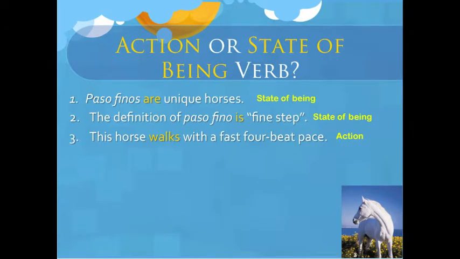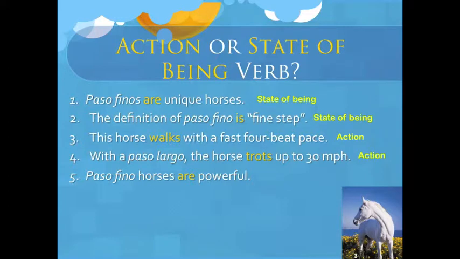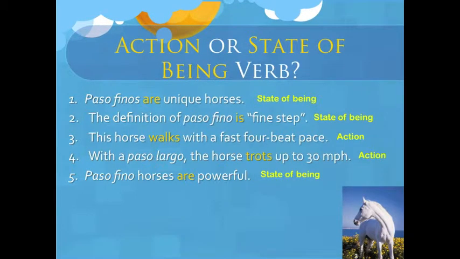Yes, it is. Number 4, with a paso largo, the horse trots up to 30 miles per hour. The verb is trots. Trots means to walk with one foot after the other. It is an action verb. Good for you. Let's go to the next one. Paso fino horses are powerful. What do you think it is, Gail? State of being? That's correct. It is a state of being verb.